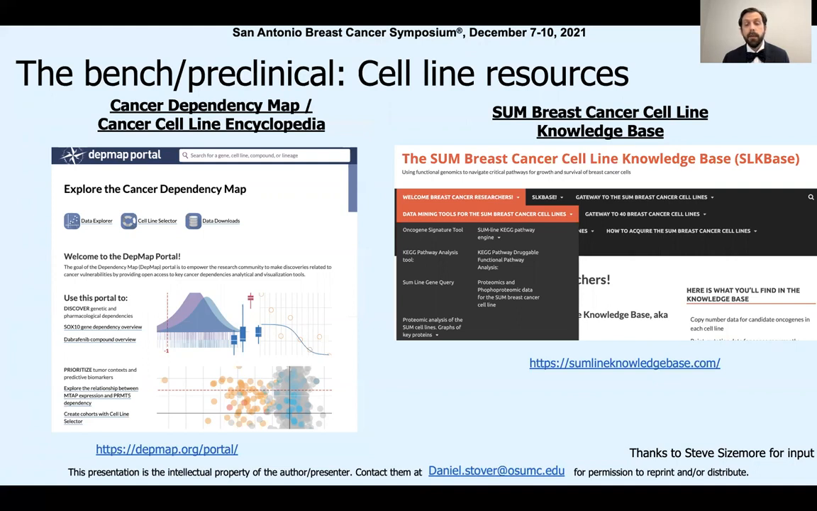And all this is publicly available and easily searchable. Steve Ethier from Medical University of South Carolina has an incredible breast cancer cell line knowledge base that allows investigation of the breast cancer cell lines that he was instrumental in developing.